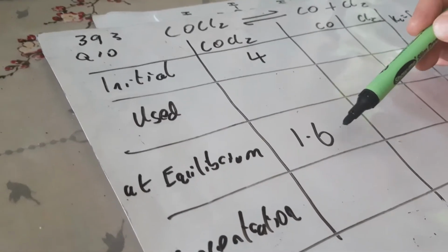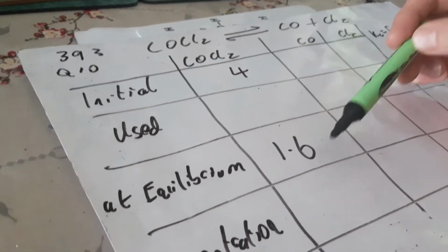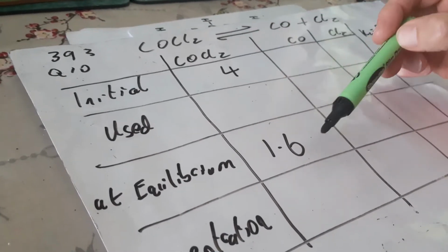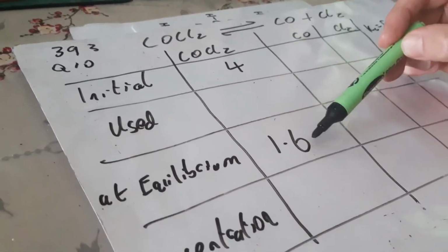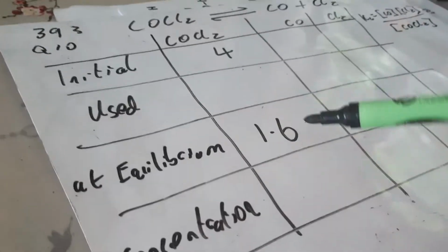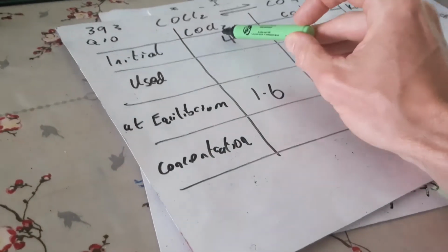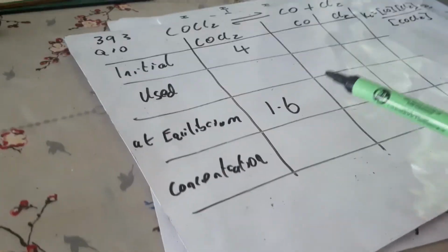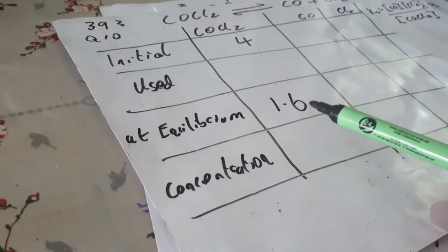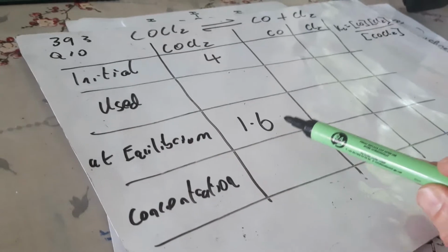Stop the video if you don't believe me and look at the question and see what you're told, because you're told the amount of COCl2 that's left, which is 1.6 moles. You can see what box that's going into: that's the COCl2 at equilibrium. That's the most important part of this question, and that's what's different about it, and where you're likely to trip up.